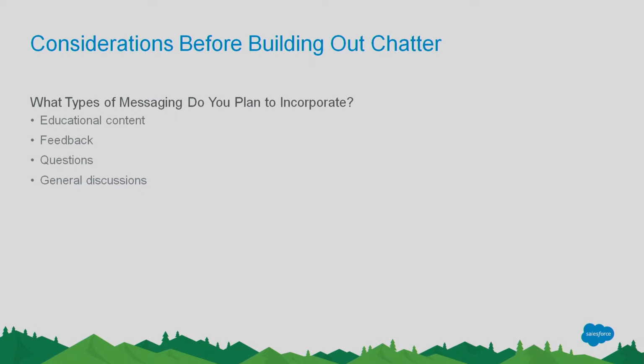What types of messaging do you plan to incorporate? You could do educational content, feedback, questions, general discussions. When you know what type of messaging you want to use for Chatter, it will help you separate different groups so you can keep things organized. You're not going to be looking through multiple or hundreds of different Chatter posts to find the one topic you're looking for. You can segregate them into different groups, and it keeps things cleaner, easy to research and follow.